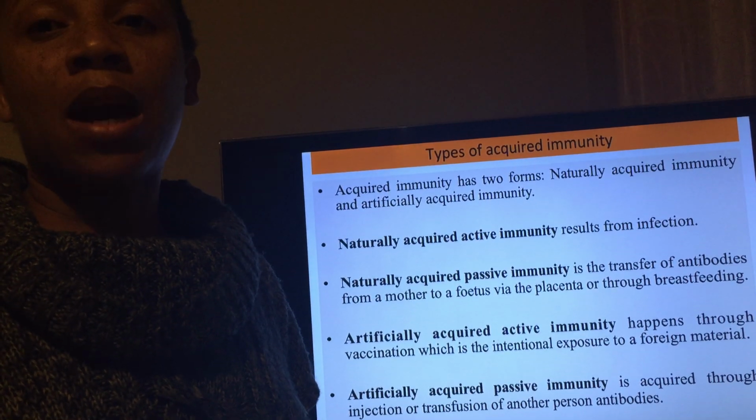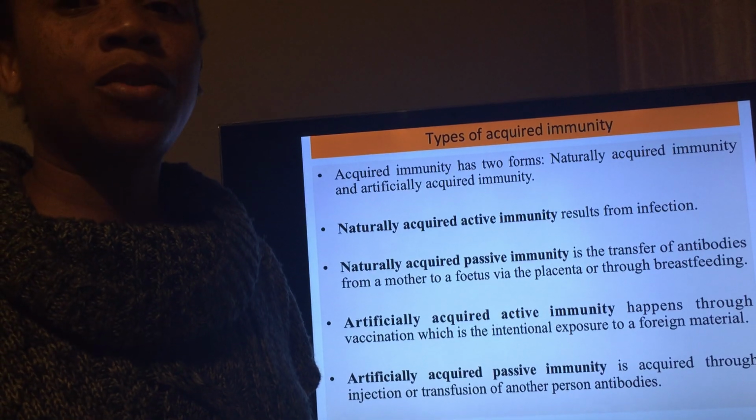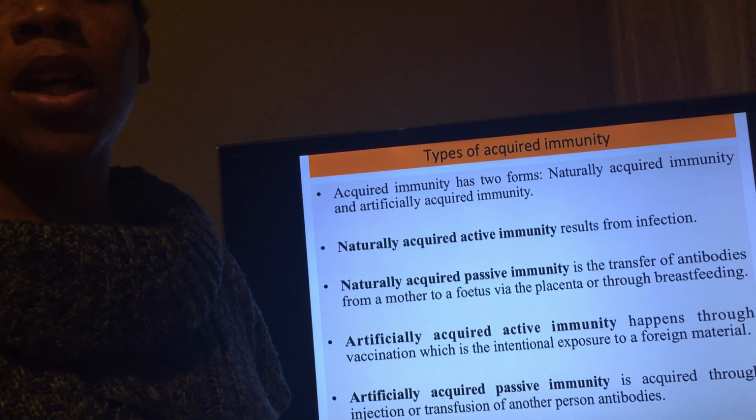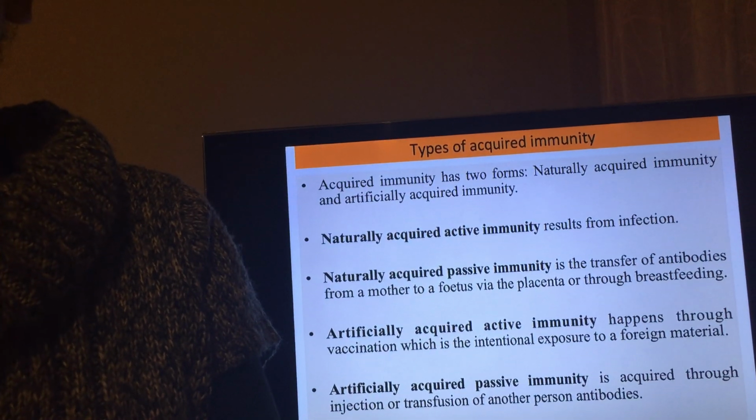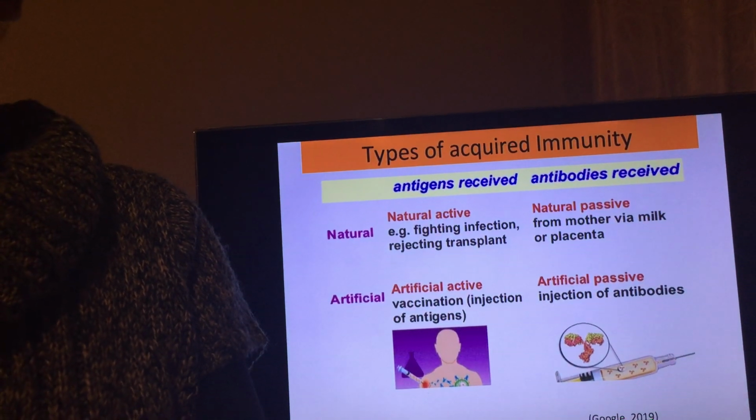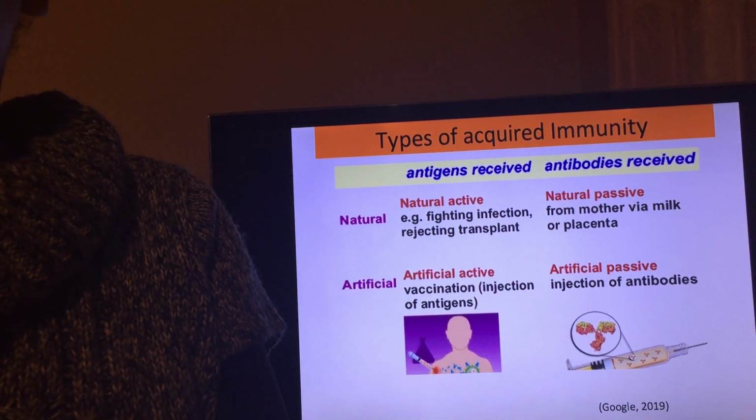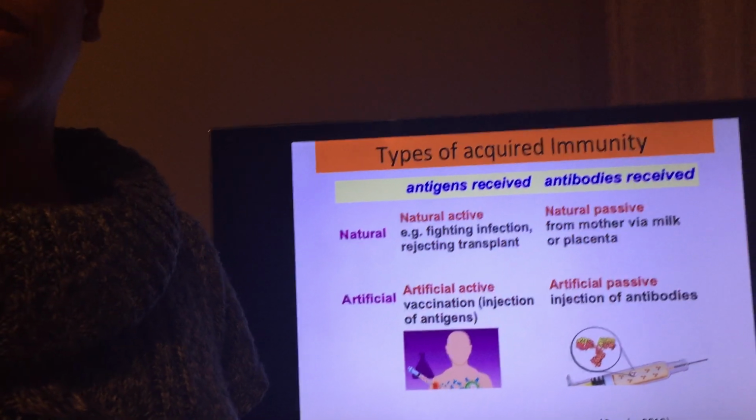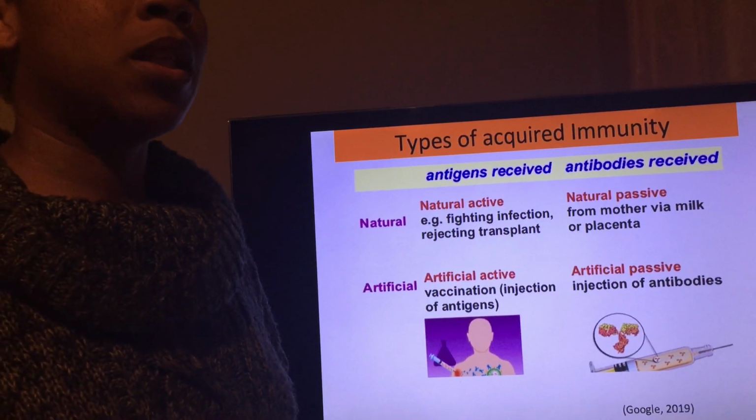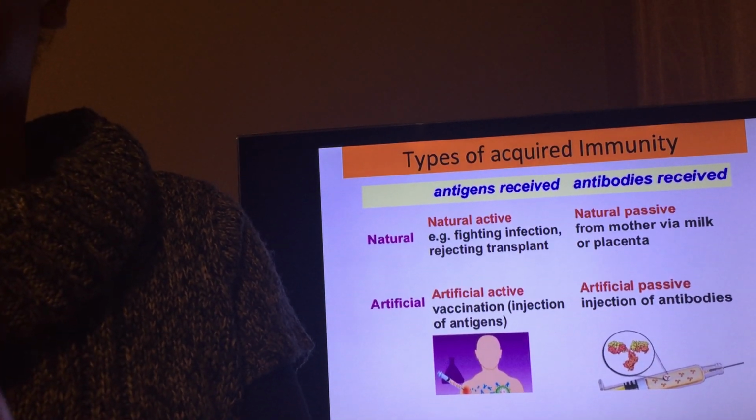Active artificially acquired immunity is obtained through vaccination, and passive artificially acquired immunity through injection or transfusion of another person's antibodies. Here we can see the different types of acquired immunity. You can see that in active acquired immunity, antigens are received, while in passive acquired immunity, antibodies are transmitted.